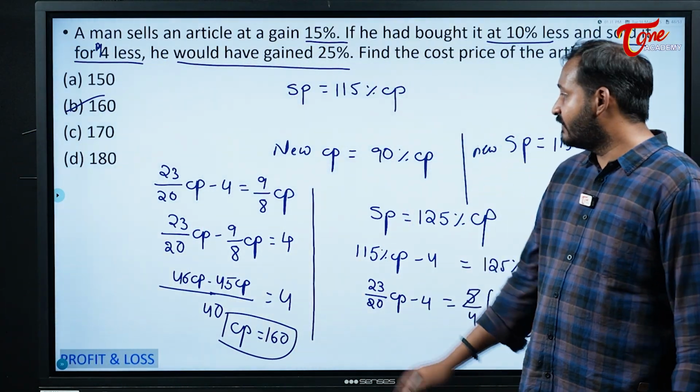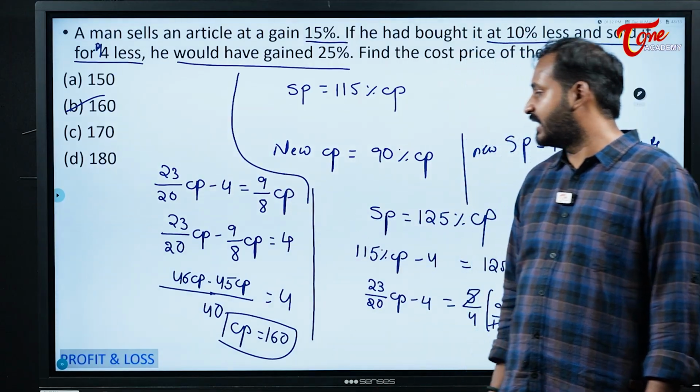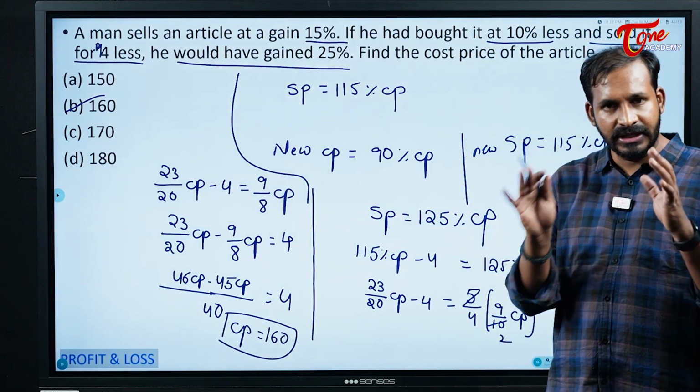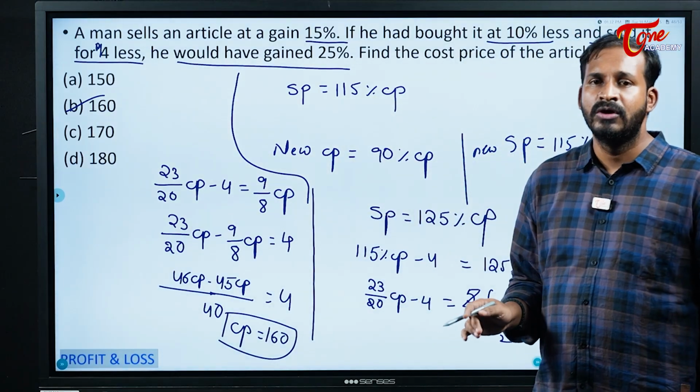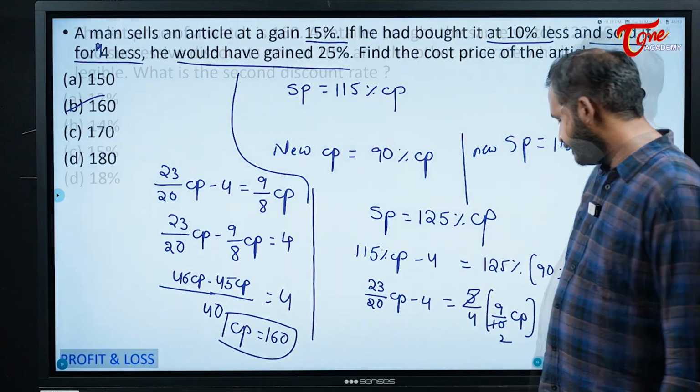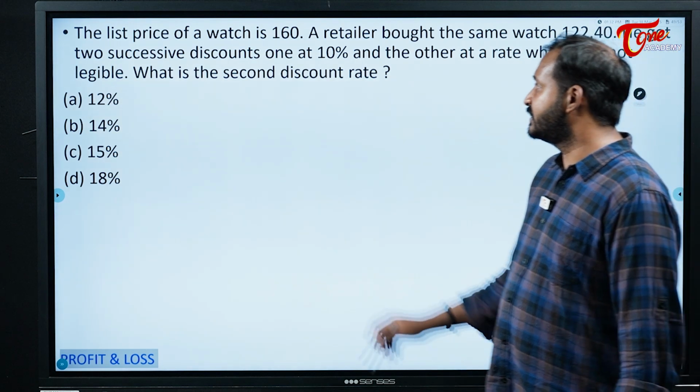So, each and every time we cannot write the equations directly. Sometimes we need to read the questions carefully, and from the concepts we need to pick them and solve them. Okay? Right. The list price of a watch is 160.